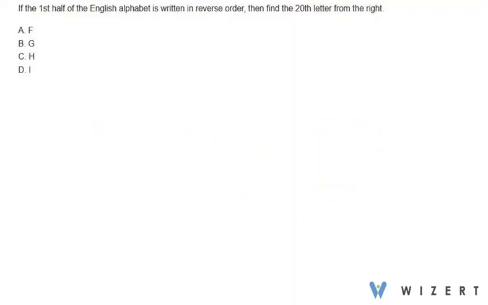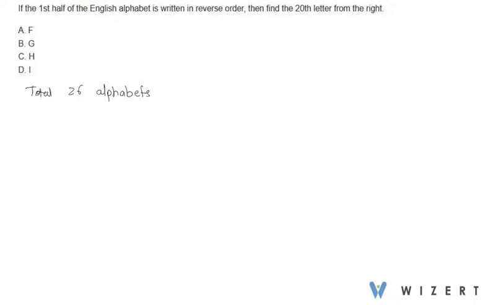We have this question here. If the first half of the English alphabet is written in reverse order, then find the 20th letter from the right. Now, there are total 26 alphabets in English.